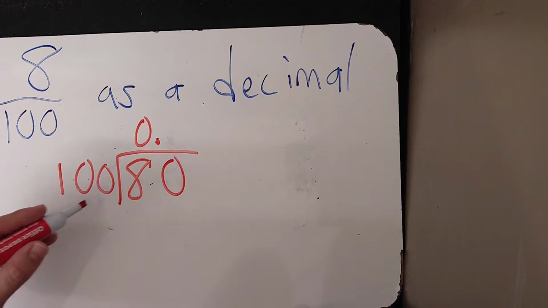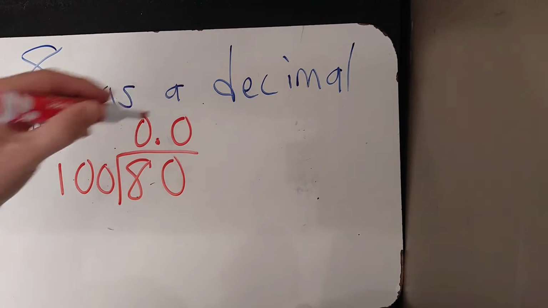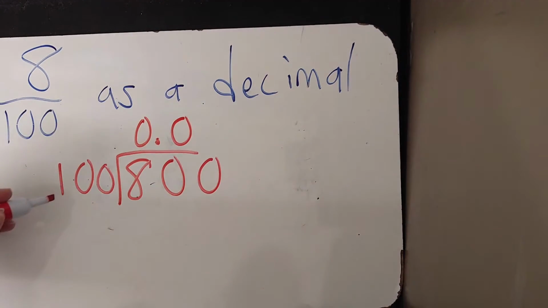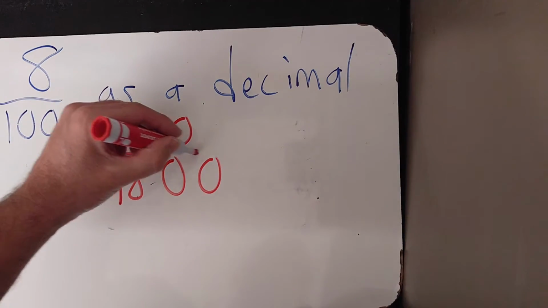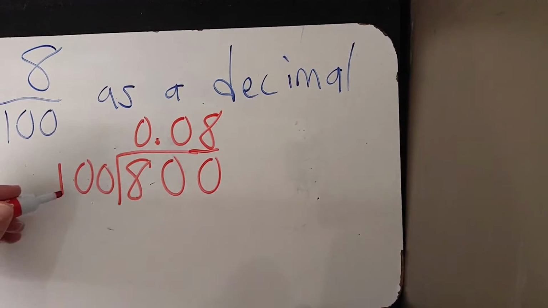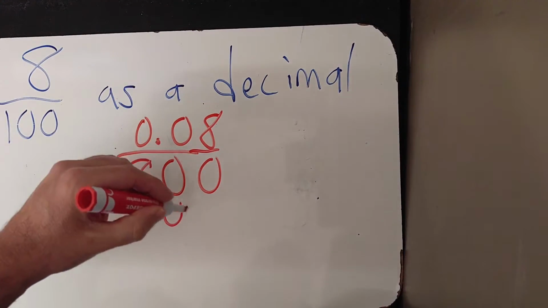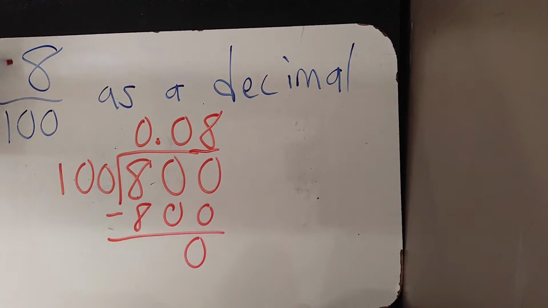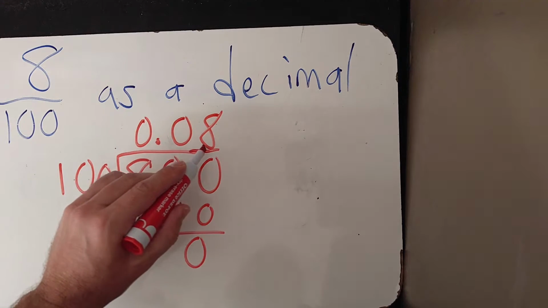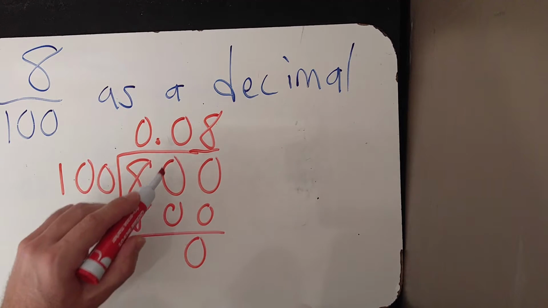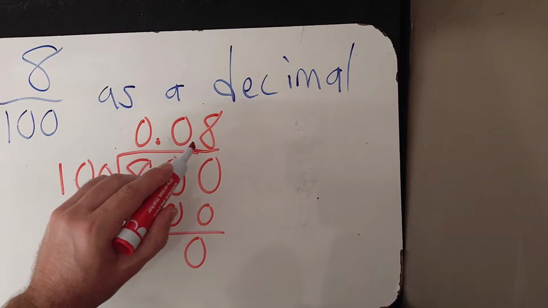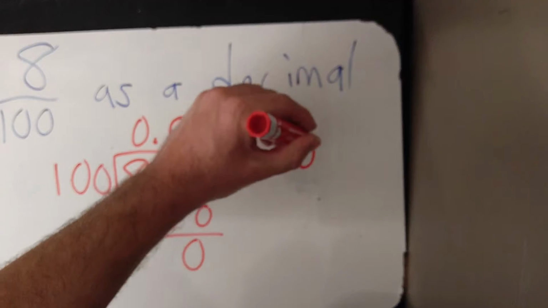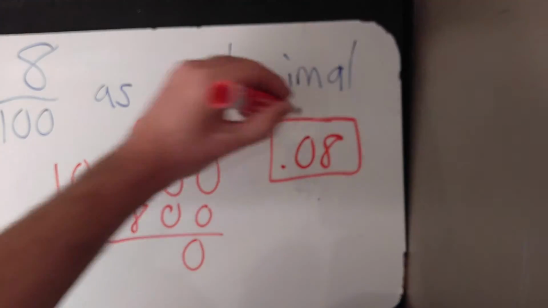Once again, 100 is not going to go into 80, so we'd put another 0 there, and then we'd add another 0. And 100 into 800 is, of course, 8 times. 100 times 8 is 800. And you'd have no remainder. So 8 over 100, or 8 hundredths, is also written as 0.08. Remember, the 0 here is in the 10th place. The 8 here is in the 100th place. So that would be equivalent to 8 hundredths, 0.08.